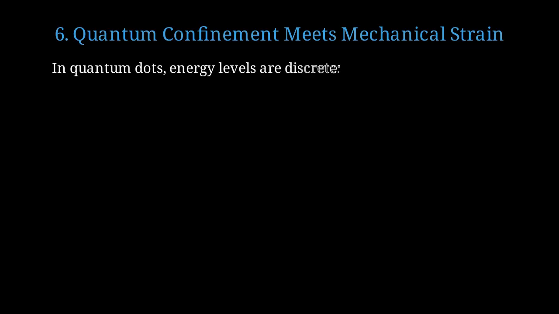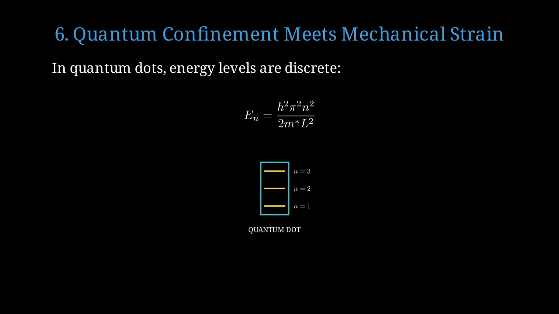In quantum dots, electrons occupy discrete energy levels due to quantum confinement. The energy of level n equals h bar squared pi squared n squared divided by 2 times the effective mass times the confinement length squared. In a quantum dot, electrons occupy discrete energy levels like rungs on a ladder.